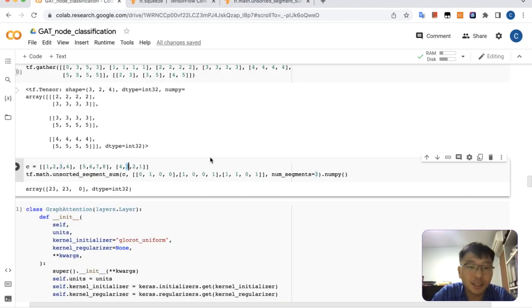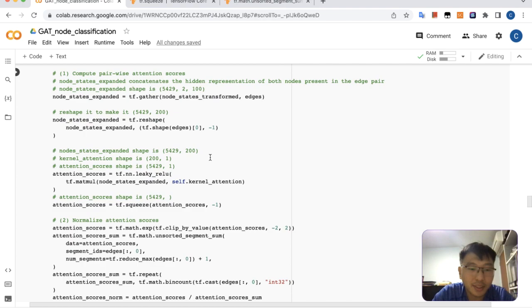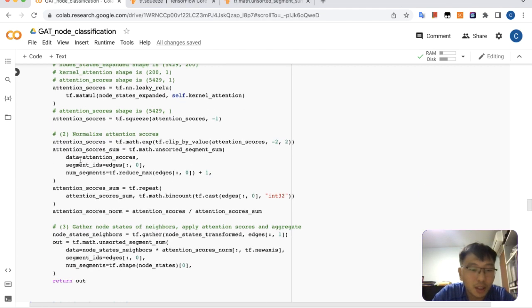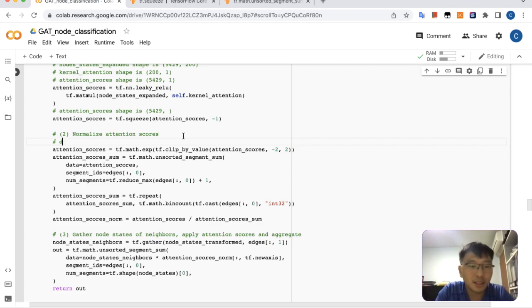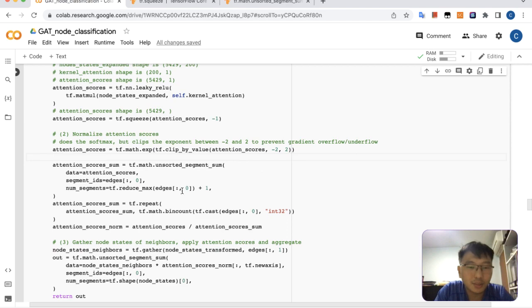Okay, let's see the code below to just see what's happening over here. So we have, okay, I know this is to clip by value, so this does the softmax, but clips the exponent between -2 and 2 to prevent gradient overflow or underflow. Okay, what does this thing do then? What's this math unsorted sum?